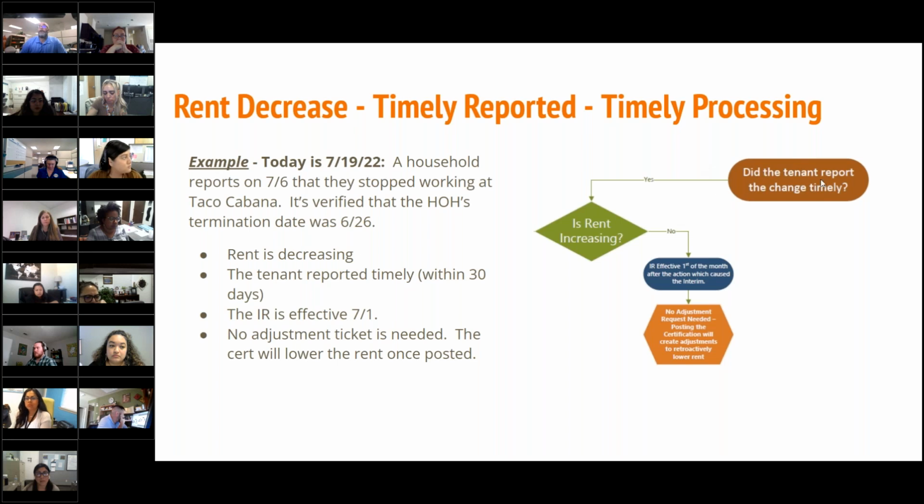And on that flow chart, here's how we got there. Tenant reported timely, rent is not increasing, so the IR is effective the first of the month after the action which caused the interim. Questions on example number 1? All right.